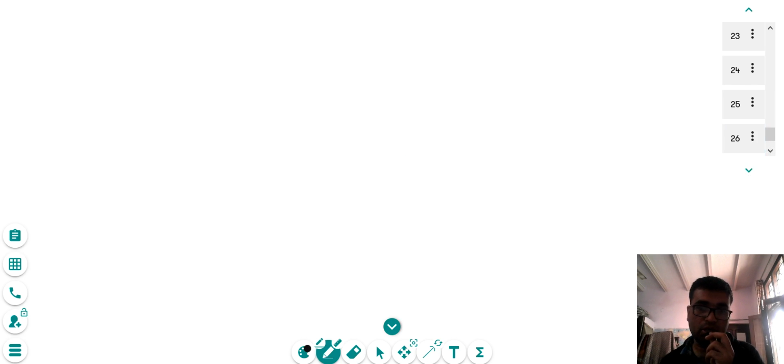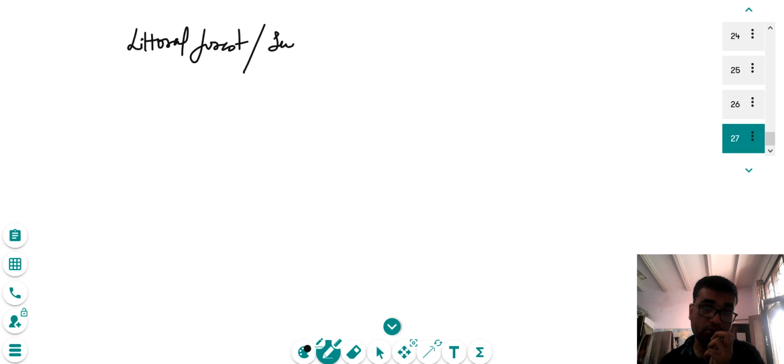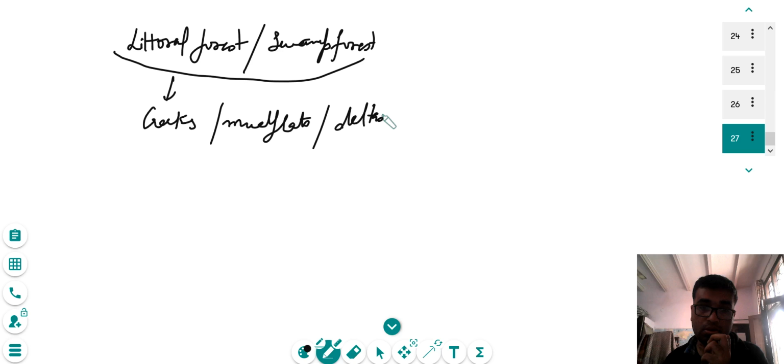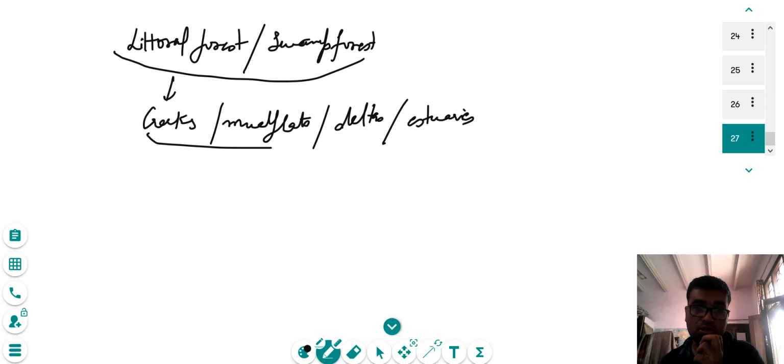Okay, and then comes the fourth one, that is the littoral forest, the swampy forest. These littoral forests are found in the creeks, mudflats, deltas, and estuaries. So these are the main regions where the littoral forests are found.